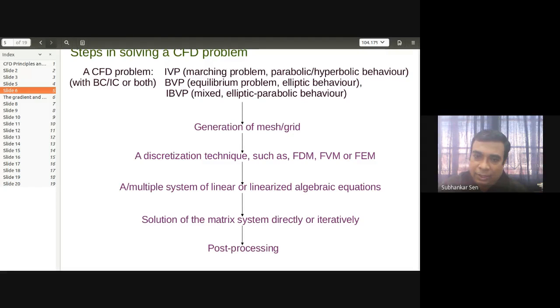This equation is converted to so many equations that it gives a system of linear algebraic equations represented by capital A small x equals small b, where capital A is the coefficient matrix. This is a known matrix, where x is the unknown vector and b is the vector from the boundary conditions and the initial conditions. Then we solve these equations by direct method or by iterative method.